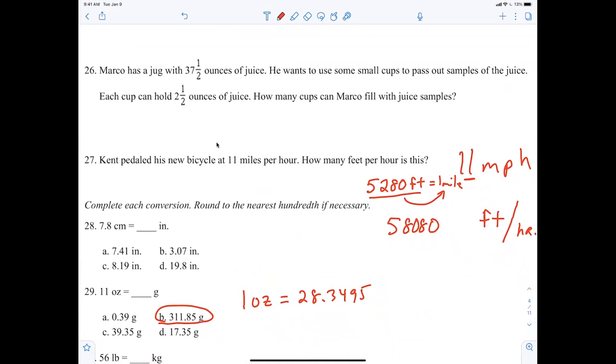So you do 7.5 divided by 2. That's correct. 37.5 divided by 2.5. 15 cups. I'm pretty happy with that. Anybody have any issues? Okay, Oliver.